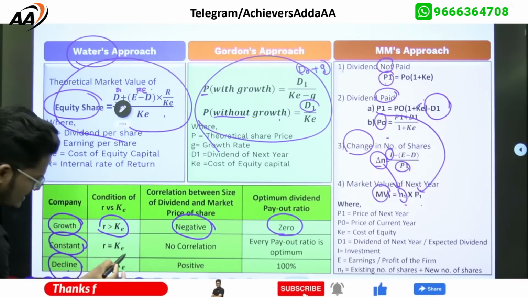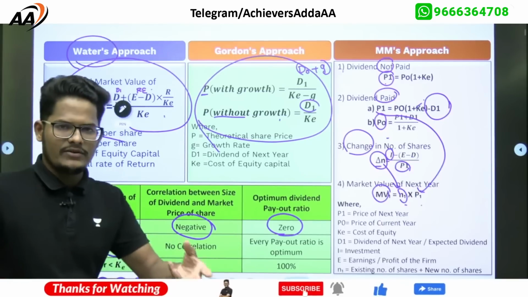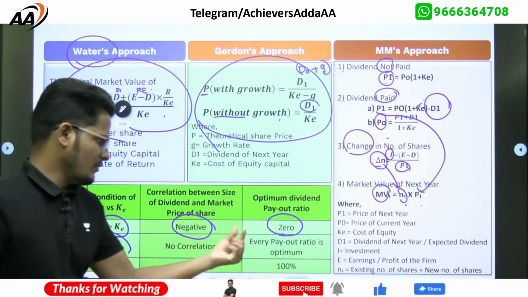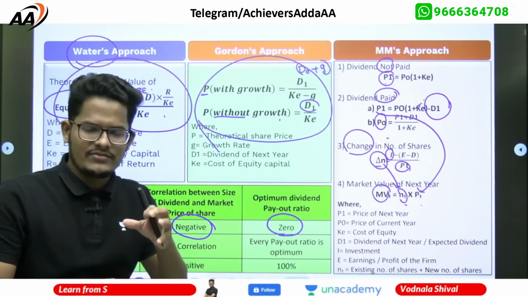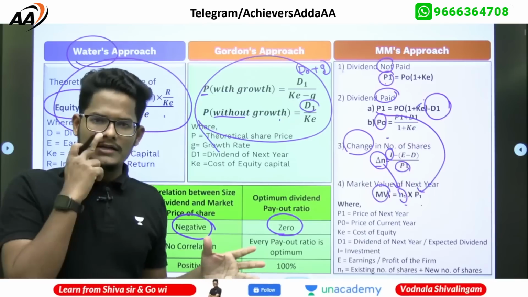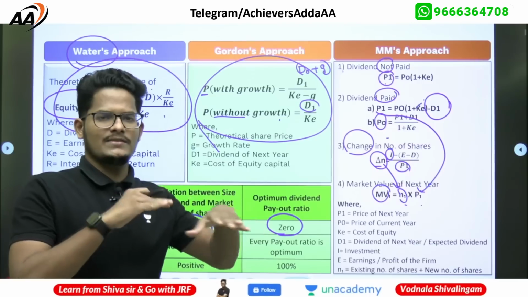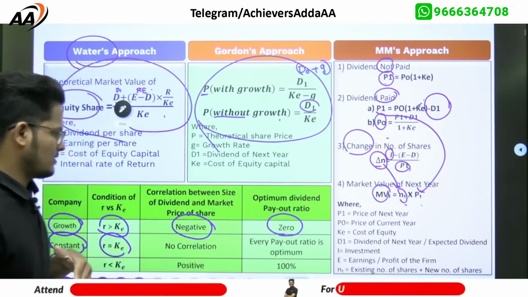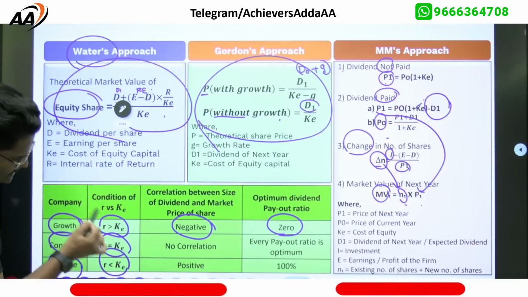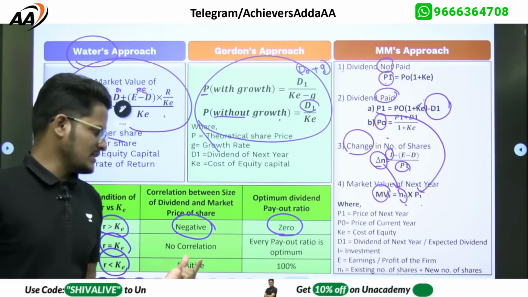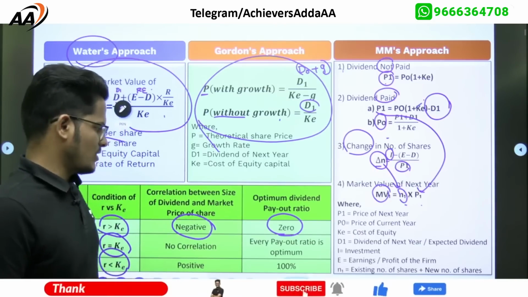And if it is a constant where both are equal, where there is no correlation between the dividend and the market price, every payout is optimum. Every payout ratio is optimum. Whether it is a dividend payout ratio or retention ratio, both must be optimum. On average, half of that type of situation. A loss-making company where returns are less than cost: this is a positive correlation. Dividend and market price will have a positive correlation.